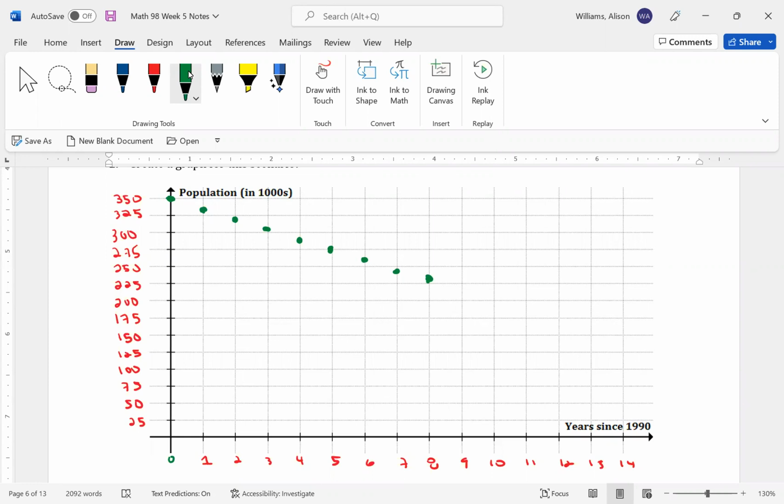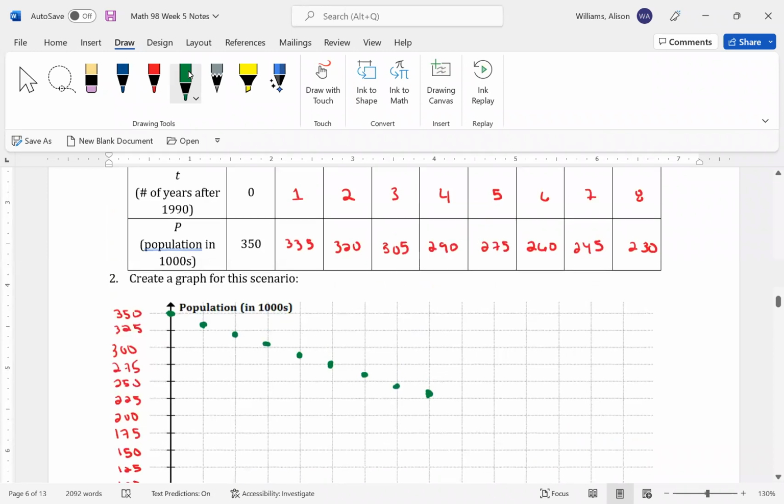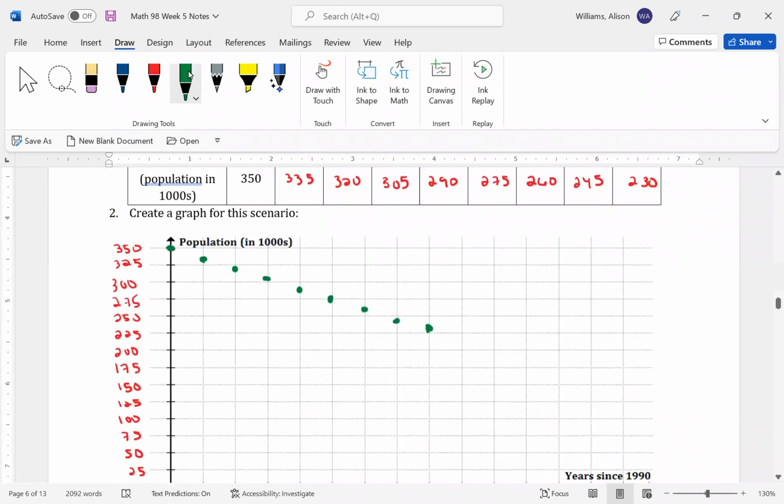I feel like my year five looks a little bit messy. Sorry, year five was supposed to be 275. Okay, so that should have been right on there. Looked a little messy. There we go. Okay. So if it were to keep going, it would go to 215 and then 200.